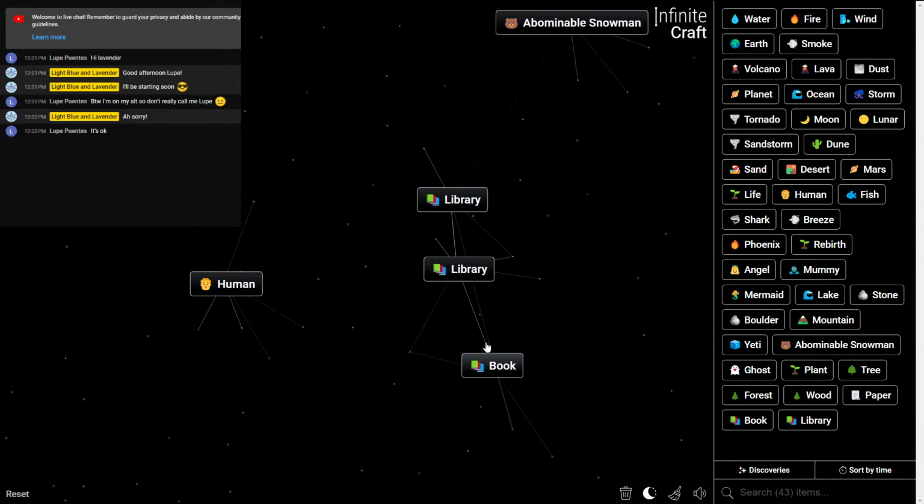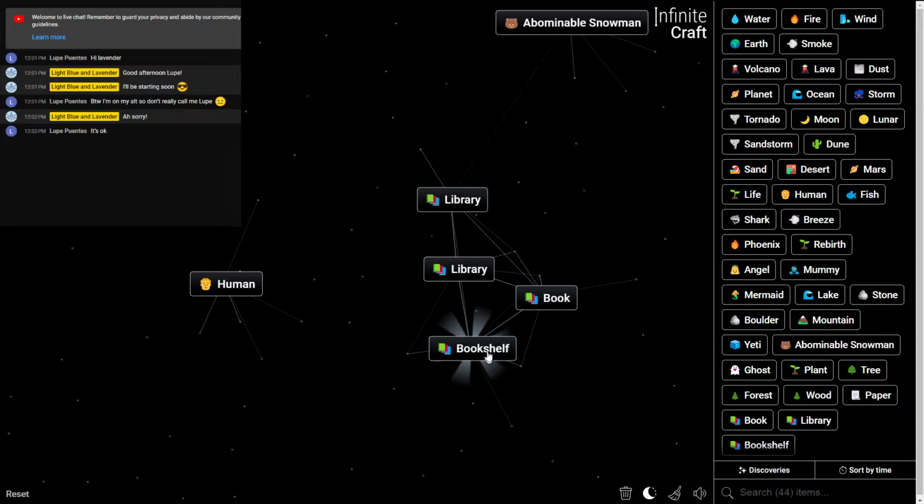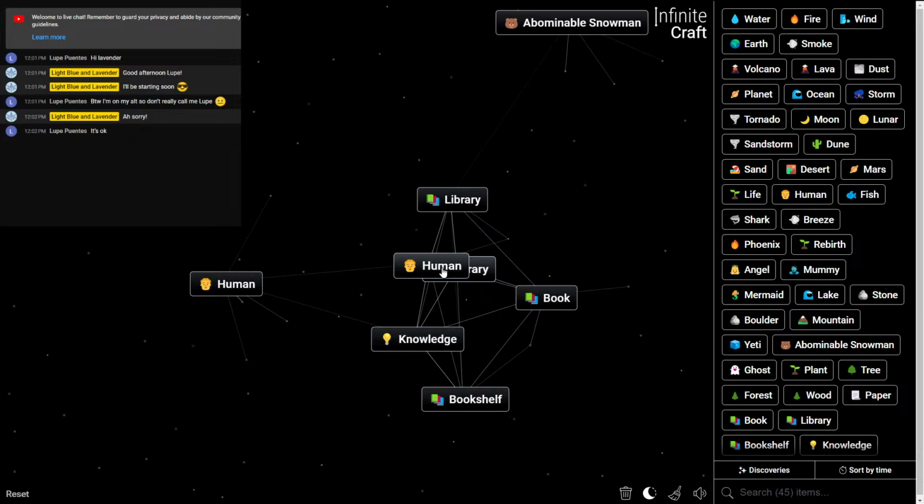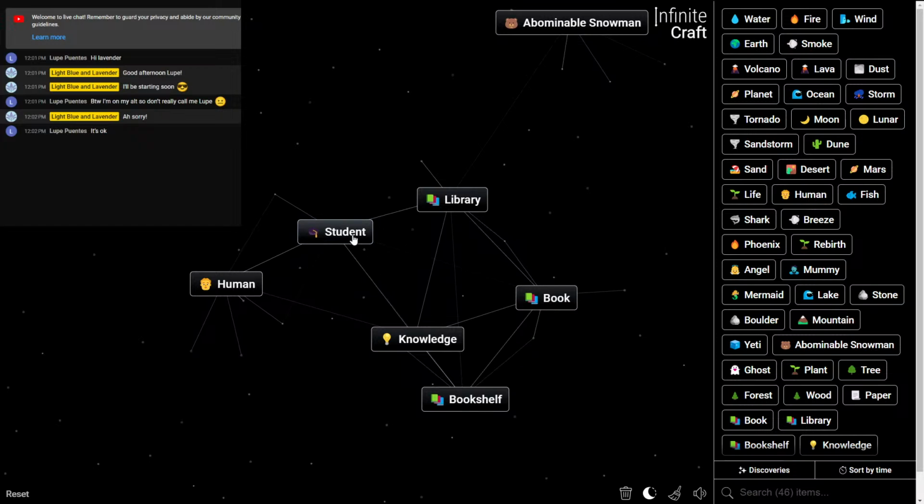What was it? Two books gives us a bookshelf. Two bookshelves is a library and a book is knowledge. I think a human and a library gives us a student. Nice. We're getting close to math. So we have student. I forget what that final step was to get it. I think it was like pi.